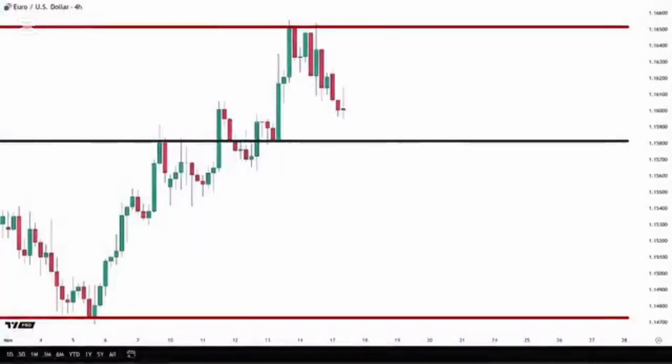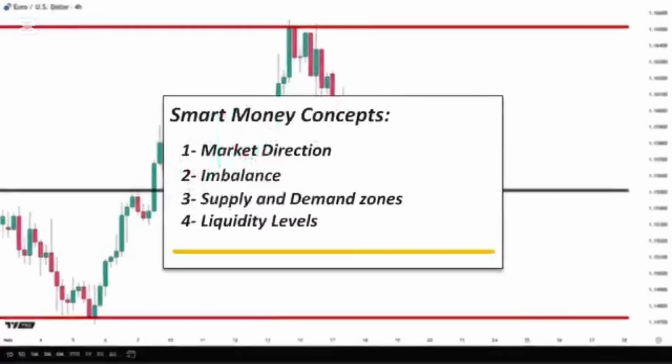Now the 4-hour chart is where we start applying the key smart money concepts: market direction, imbalance, supply and demand zones, and liquidity levels. Before we continue, let's briefly define these concepts so we know exactly what to look for on the chart and the purpose behind each one.